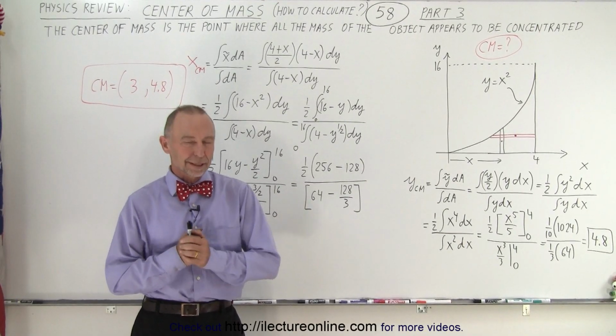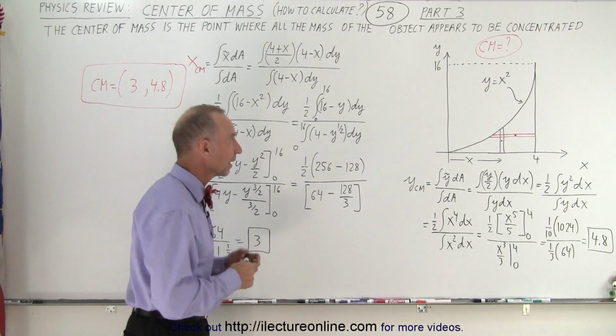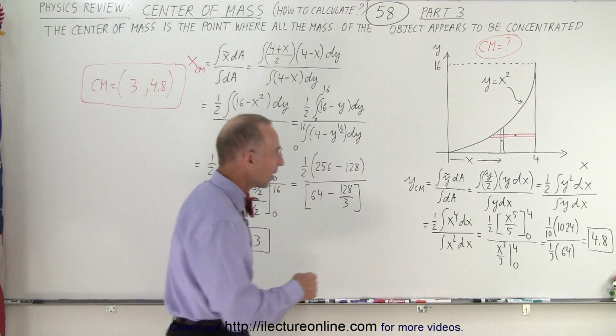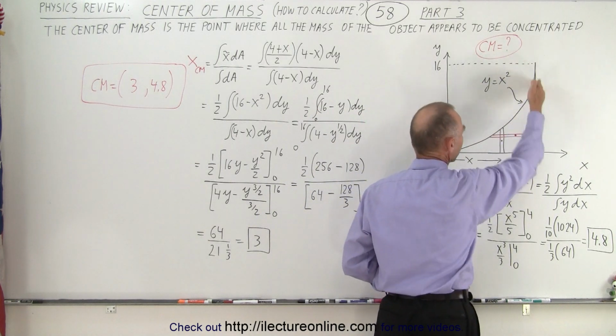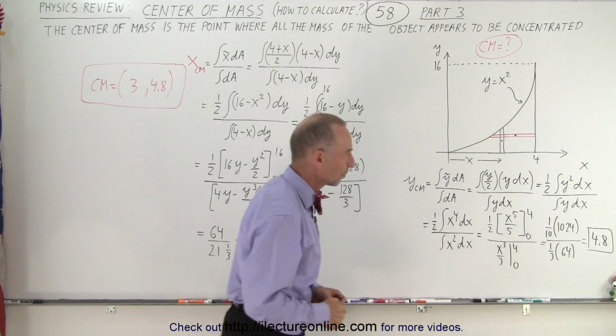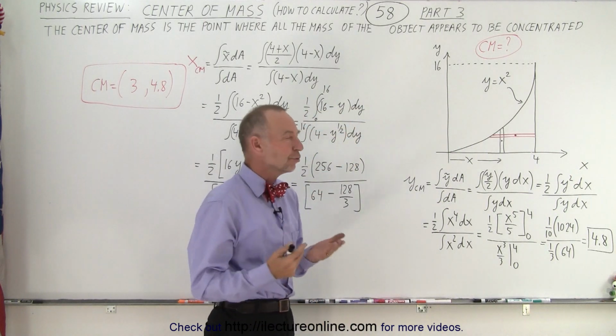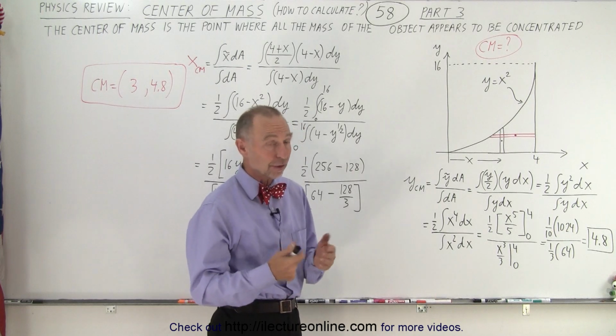Welcome to our lecture online, and now for something a little bit more challenging. Let's try to find the center mass of this object, which is defined by the equation y equals x squared, the line x equals 4, and the x-axis. So we'll have to do this in two parts. We have to find the center mass in the y direction and the center mass in the x direction.